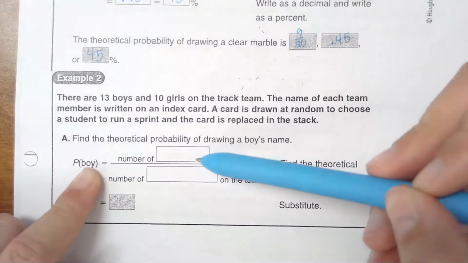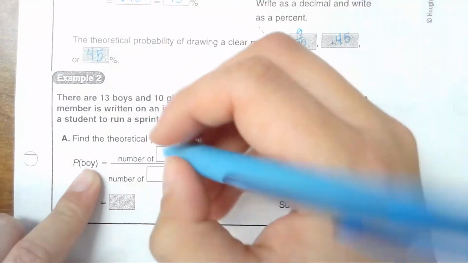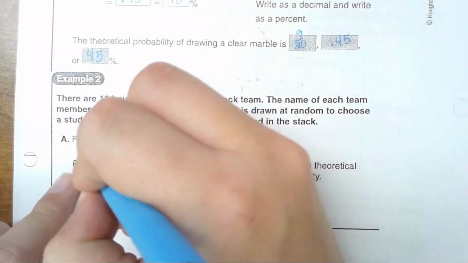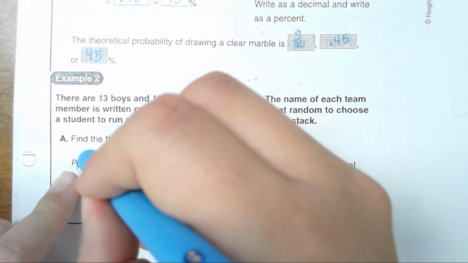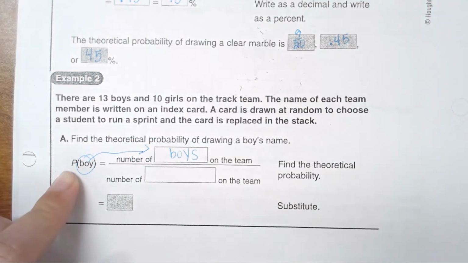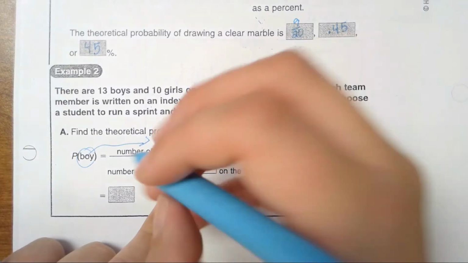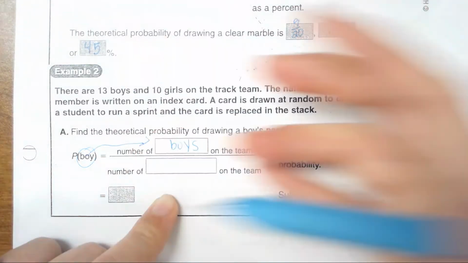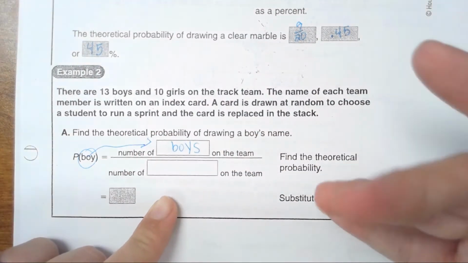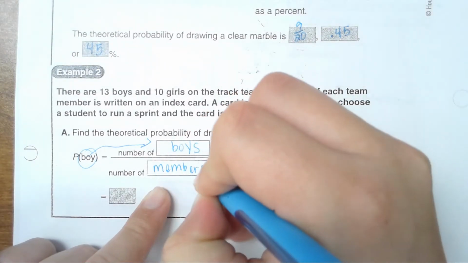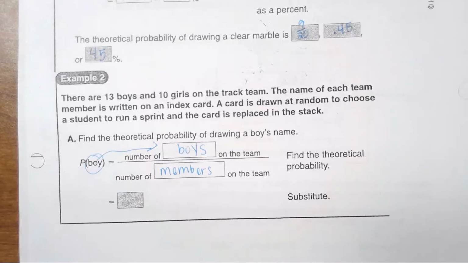So in our numerator, we need the number of boys on the team, because whatever is in your parentheses, that is your number that's going to go in the numerator. And then on the bottom, it's always going to be the total of whatever we're talking about. So this one is going to be the number of members on the team. So all boys and all girls. Okay. So finding the probability.